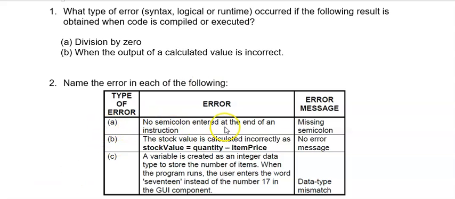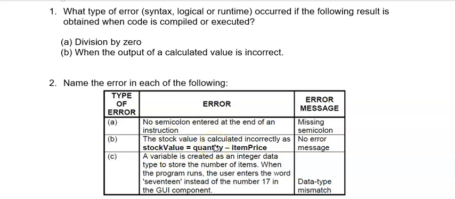Let's look at the first one here from another paper. No semicolon entered at the end of an instruction. Missing semicolon was the error message. That is a syntax error. You know that if you leave out the semicolon at the end of the line, you will have that red line over your screen that indicates that there's an error. And all the red lines are syntax errors.